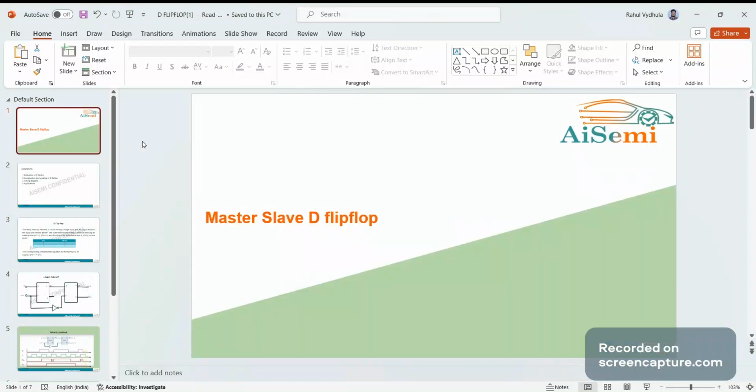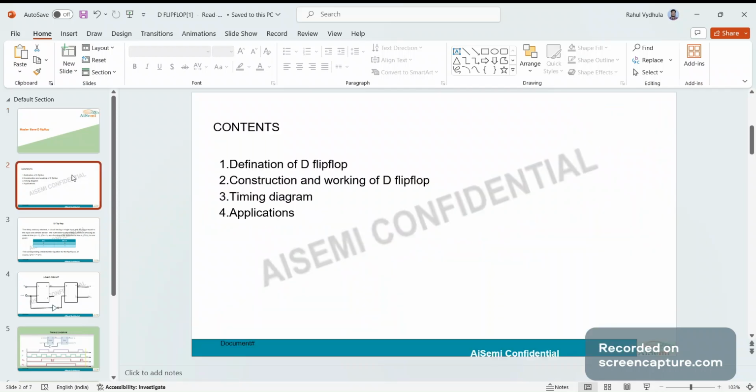Hi. Today we are going to discuss the master slave D flip flop. Here are the contents that we are going to cover. First is the definition of D flip flop. Second, construction and working of D flip flop. Third, timing diagram, and finally, applications. We'll go one by one.